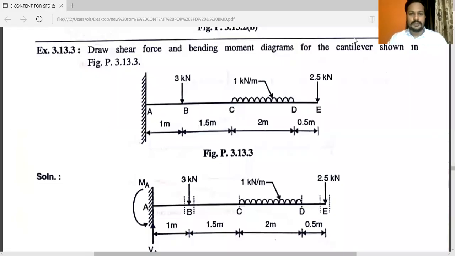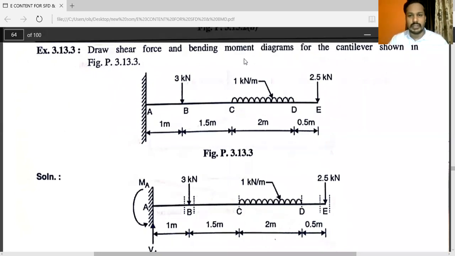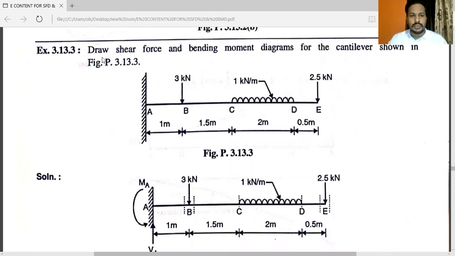Hello friends, today we are going to solve a problem on SFD and BMD. The condition for SFD and BMD, or you can say the type, is cantilever type. You can see the problem. Draw shear force and bending moment diagram for the cantilever shown in the figure. You can see this diagram.